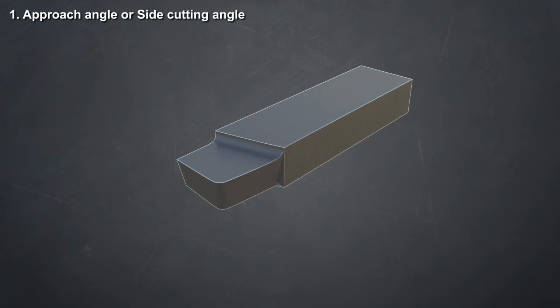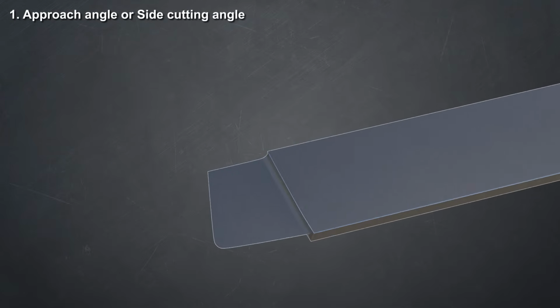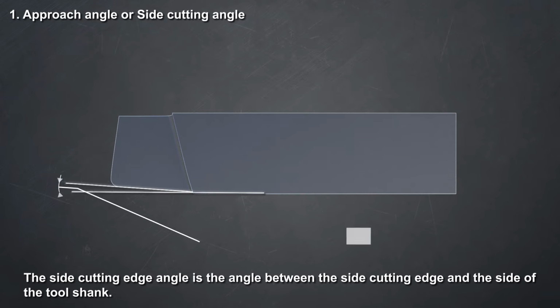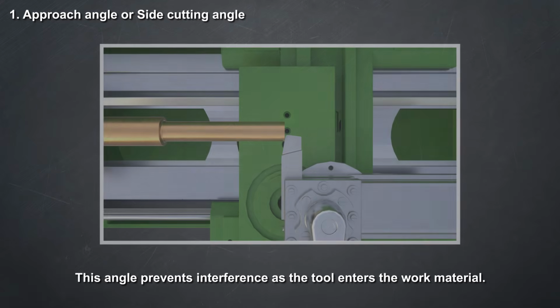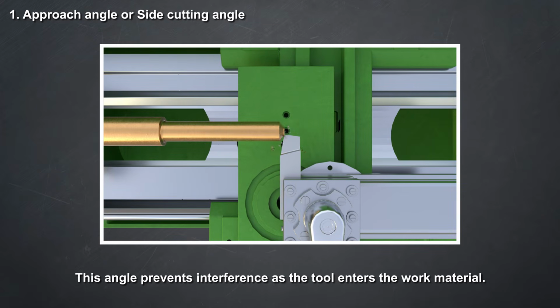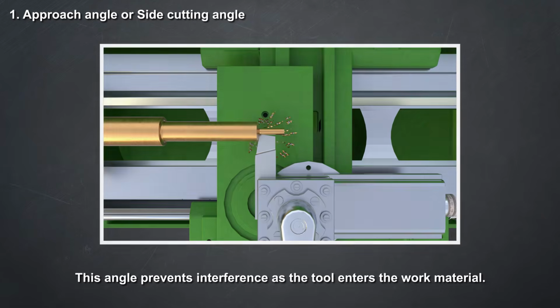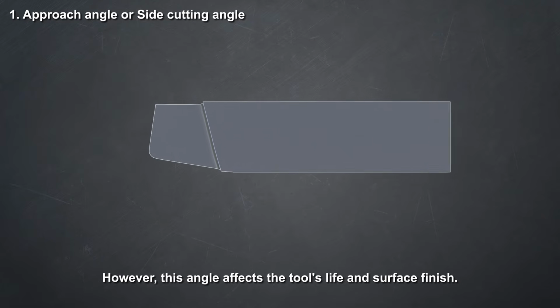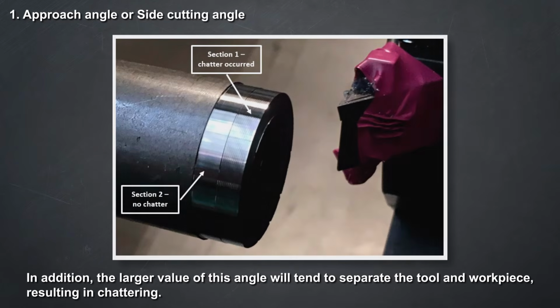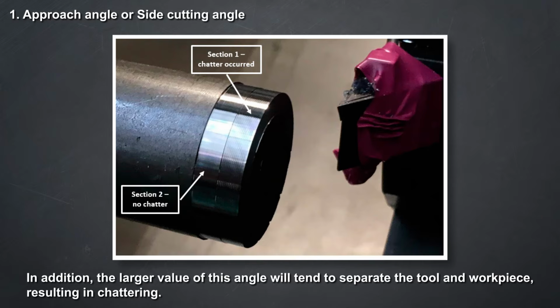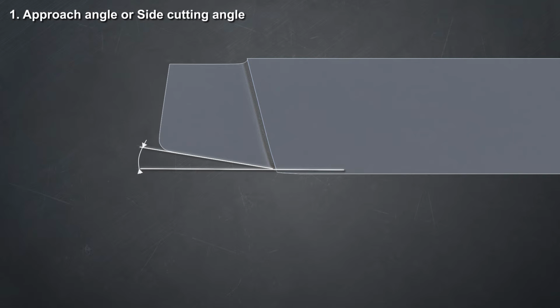Approach angle or side cutting angle. The side cutting edge angle is the angle between the side cutting edge and the side of the tool shank. This angle prevents interference as the tool enters the work material. However, this angle affects the tool's life and surface finish. In addition, the larger value of this angle will tend to separate the tool and workpiece, resulting in chattering. An angle of 15 degrees has been found satisfactory.